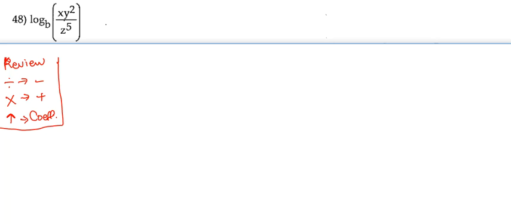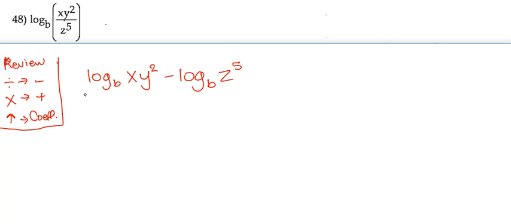So with the log base b of xy squared over z to the 5th power, we see that it is a fraction. And because it is a fraction, we can turn it into subtraction between two logs. So we're going to take this and turn it into the log of the numerator, which is xy squared, minus the log of the same base of the denominator, which is z to the 5th power.